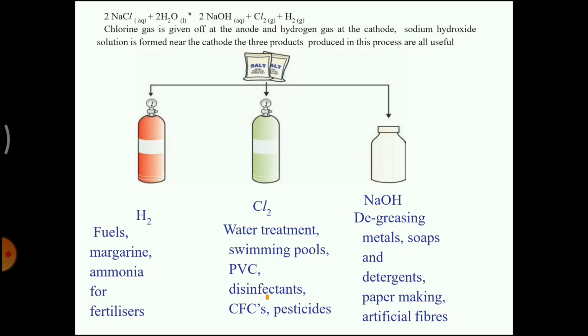At cathode we see sodium hydroxide, which is an important chemical. It is used in degreasing metals, soaps and detergents, paper making and artificial fibers. If you combine chlorine gas with sodium hydroxide, it forms bleach for household bleaches, calcium oxychloride, and bleaching fabrics. In this way, these are very useful.